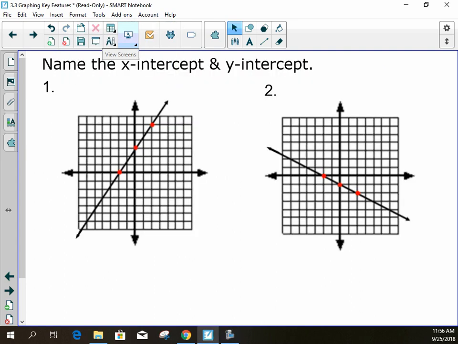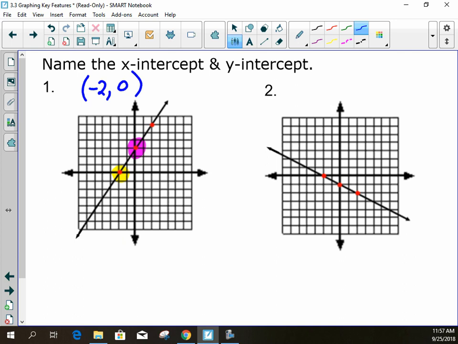Okay, so now we have to find the x-intercepts and the y-intercepts. Your x-intercept is where it crosses the x-axis. Your y-intercept is where it crosses the y-axis. Now, this is important. When you write your x-intercept, you have to put it as a point. When you write a point, your x value is first. So this is -2, your y value is 0. That's how you write x-intercept: -2, 0.